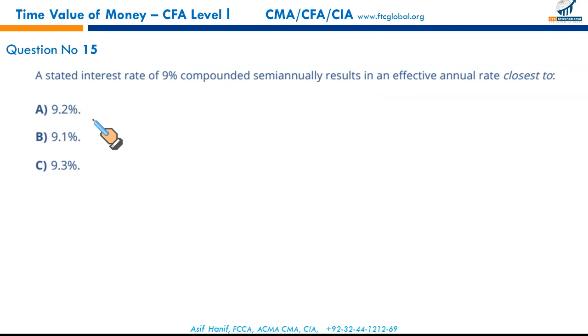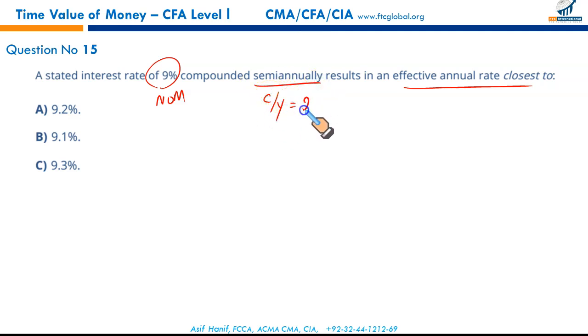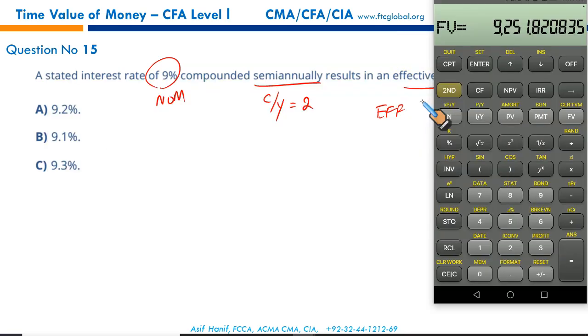Question 15. A stated rate of 9% compounded semi-annually results in an effective annual rate of what? This is your nominal rate. I'm going to write it as NOM. Semi-annually means the compounding per period is equal to 2. And you just have to calculate your EFF as per your financial calculator. Plug in the numbers and you get your result.